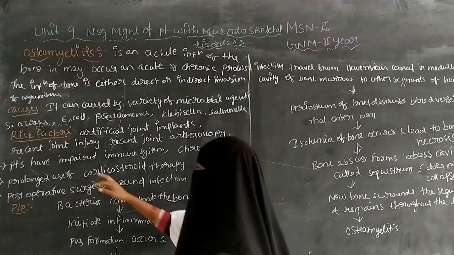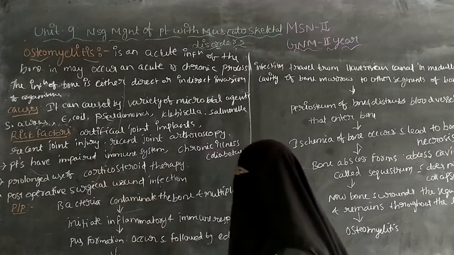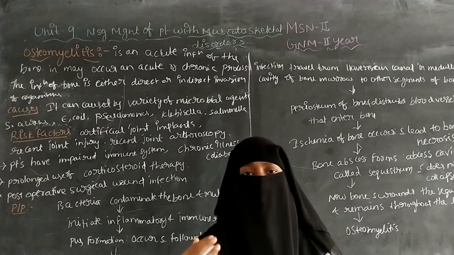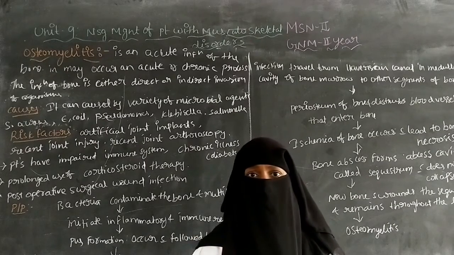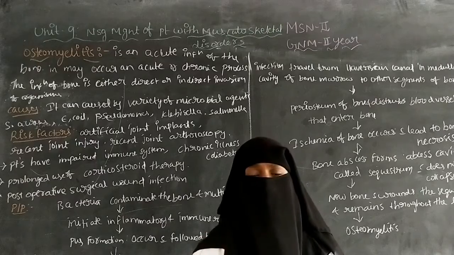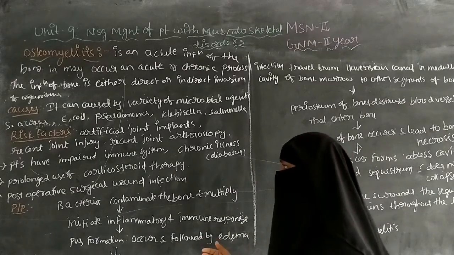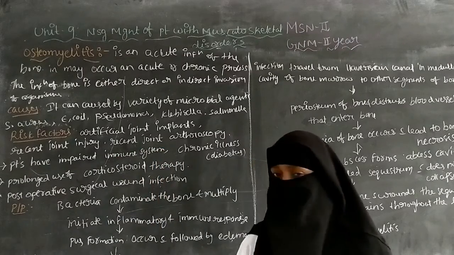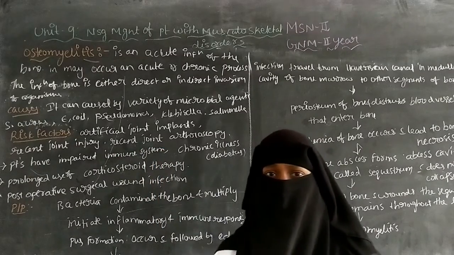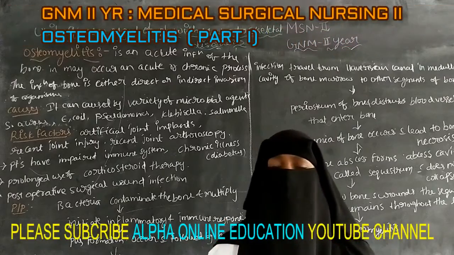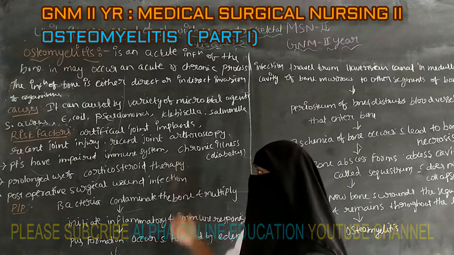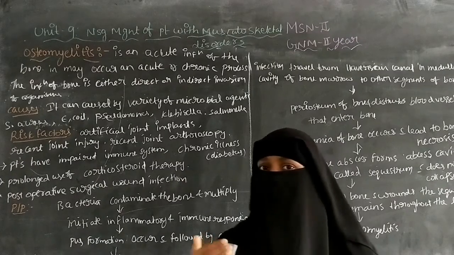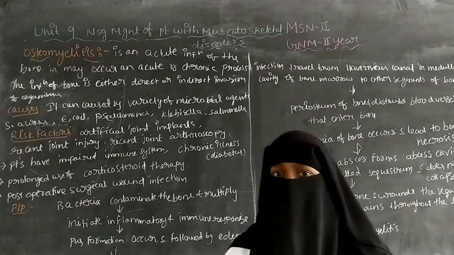The next risk factor is patients with an impaired immune system. The immune system does not work properly, so it cannot fight against infection. For example, a patient with AIDS has decreased immunity, so the immune system cannot fight against infection.